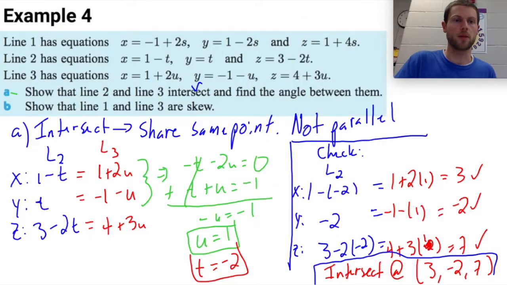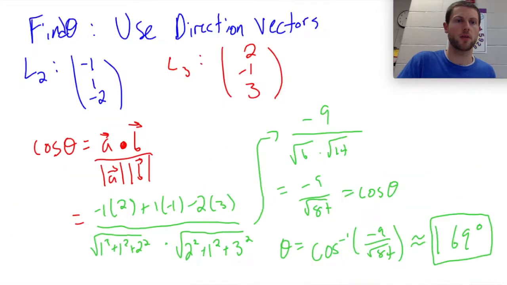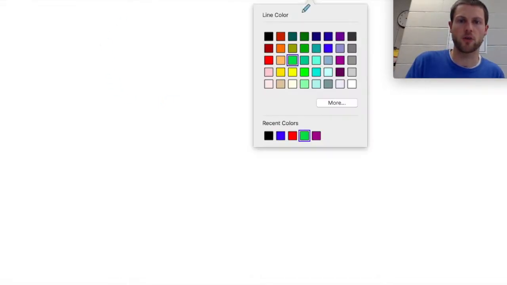Moving back to our prompt, we have to now do part B. We want to show that lines 1 and 3 are skew. So actually, once again, I'm going to do this on a blank screen here. So follow along with me on your blank piece of paper or on these notes here. If I want to show that these two lines are skew, let's refer back to what it means to be skew.